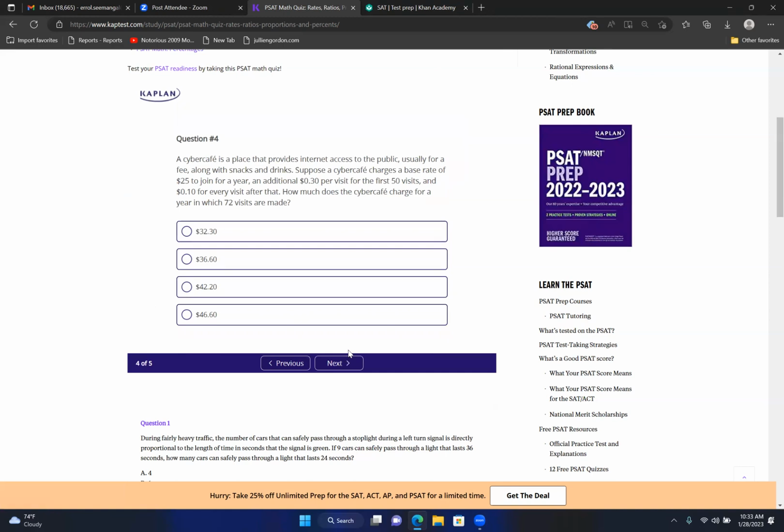All right, Cyber Cafe. A cyber cafe is a place that provides internet access to the public, usually for a fee, along with snacks and drinks. Suppose a cyber cafe charges a base rate of $25 to join for a year, an additional 30 cents per visit for the first 50 visits, and 10 cents for every visit after that. How much does the cyber cafe charge for a year in which 72 visits are made? Okay, so how much for 72 visits?